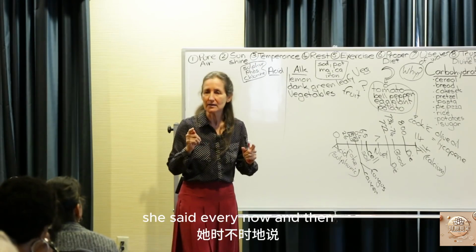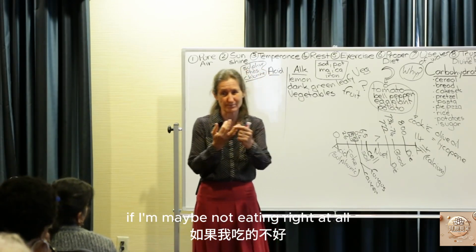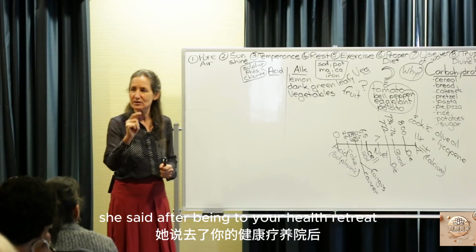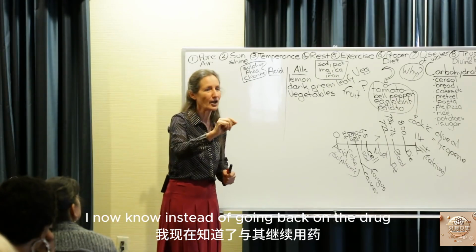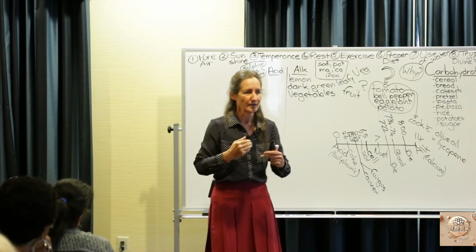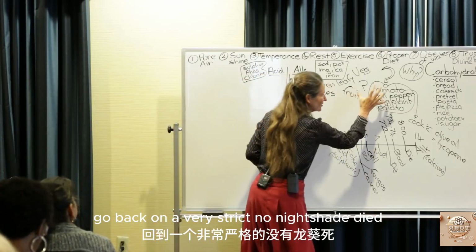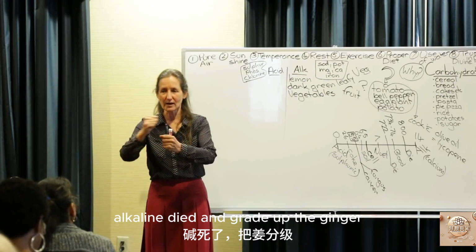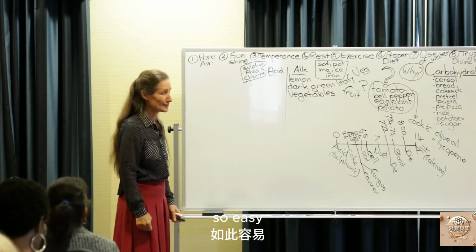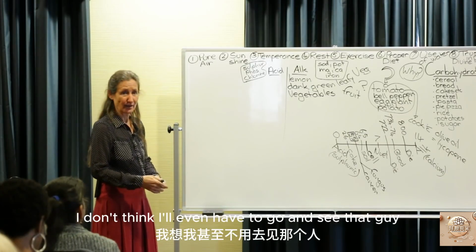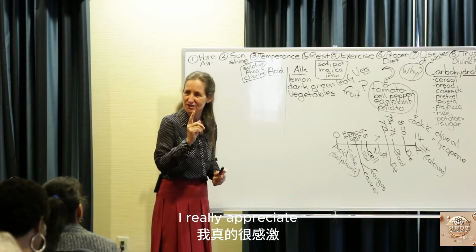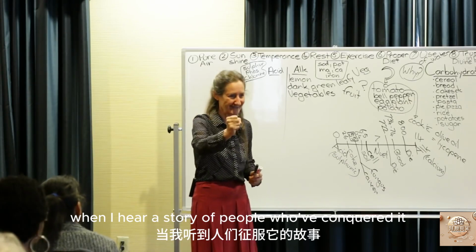She said, every now and then, if I'm not drinking enough water, if I'm maybe not eating right, it all comes up again. I'll go back on the drug for a little bit. She said, after being to your health retreat, I now know, instead of going back on the drug, I just take high-dose turmeric, fantastic anti-inflammatory, go back on a very strict no nightshade diet, alkaline diet, and grate up the ginger, put it in a little package and wrap it onto my sore joints. So easy. She said, I don't think I'll even have to go and see that guy anymore. I really appreciate when I hear a story of people who've conquered it, yeah?